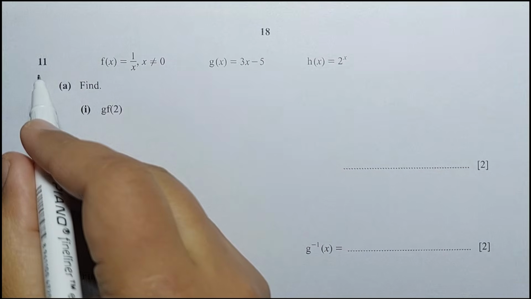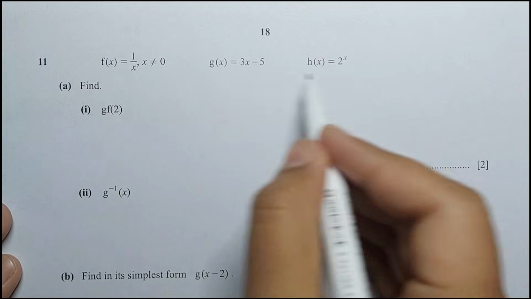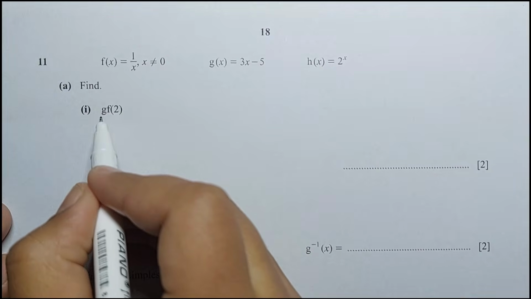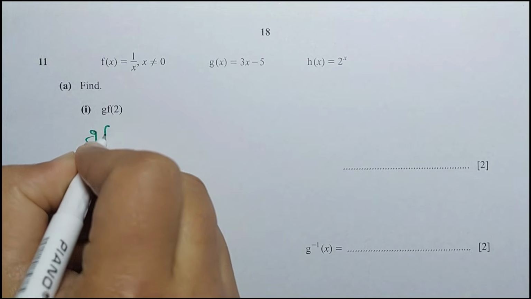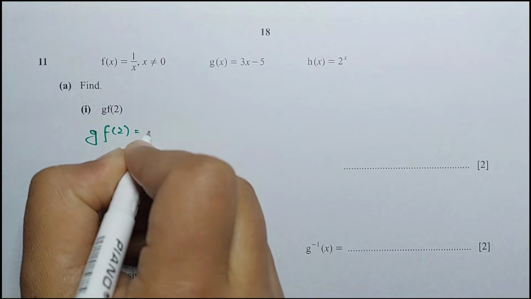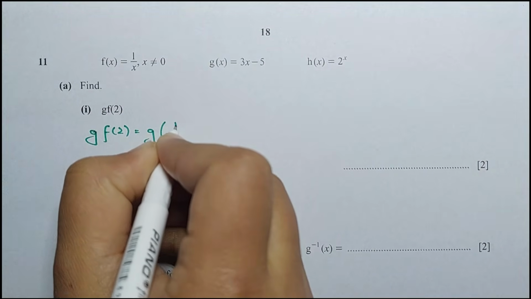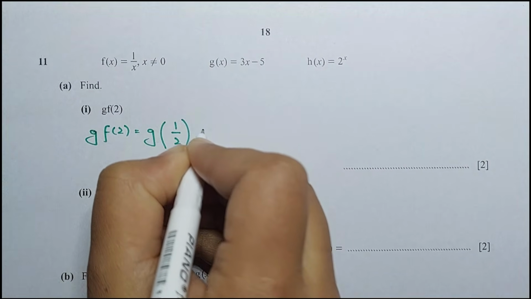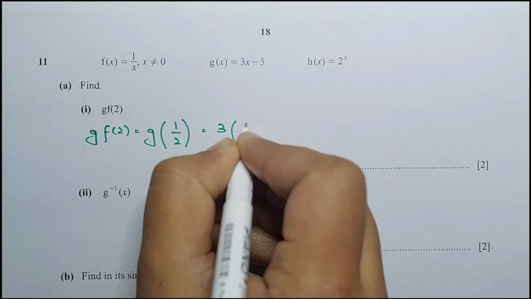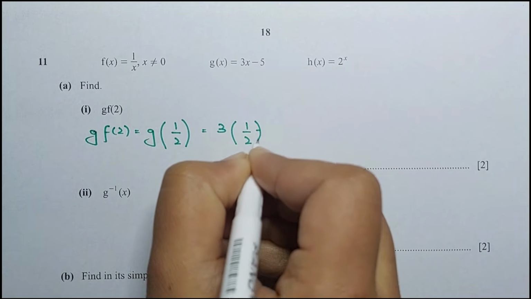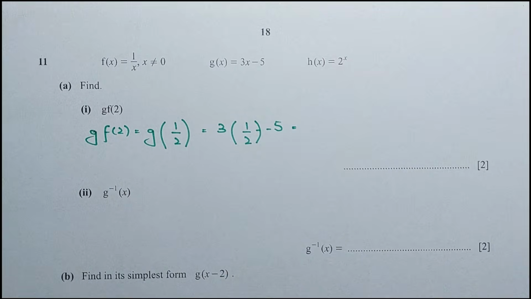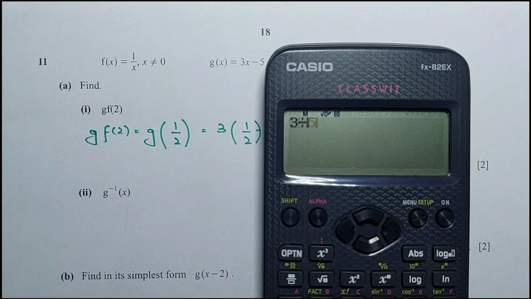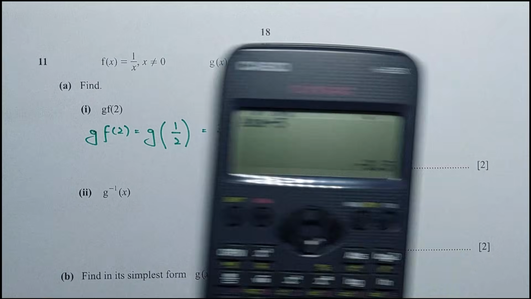Question number 11. We have the functions f, g, and h. Part A, find g f of 2. What is f of 2? The f of 2 is 1 over 2. And what is g of that? 3 into 1 by 2 minus 5, and this becomes 3 by 2 minus 5, which is minus 3.5.